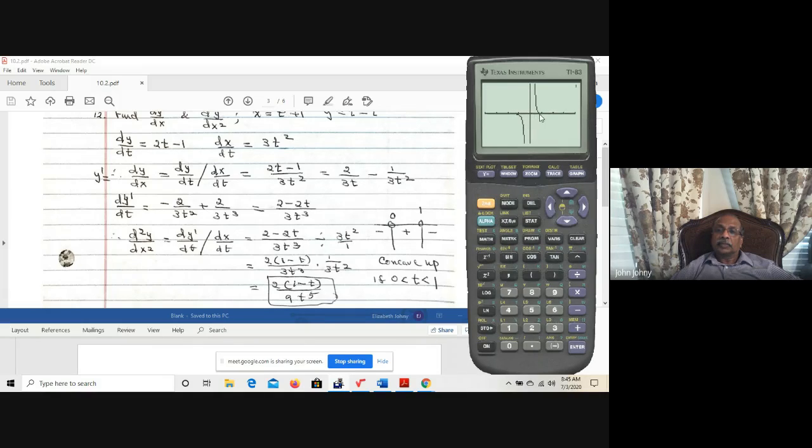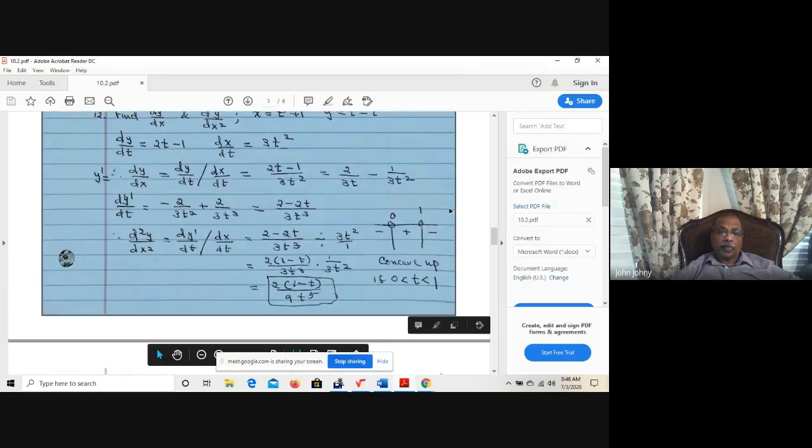See, it is positive between 0 and 1. So the graph is above the x-axis between 0 and 1. So this is 1. And so that is another way to find it. So it is the open interval 0 to 1.